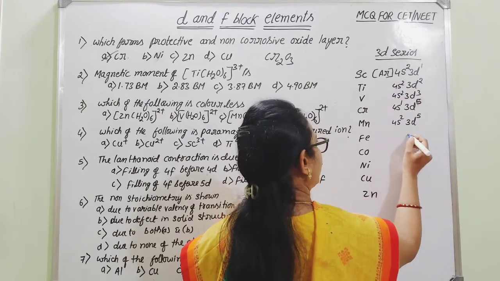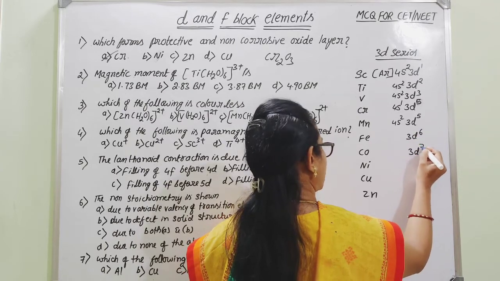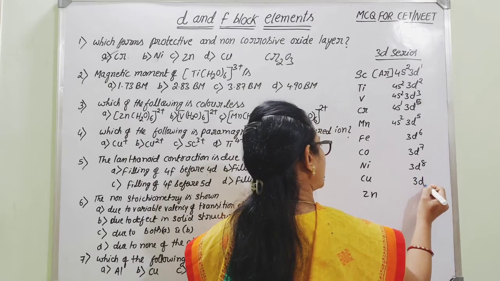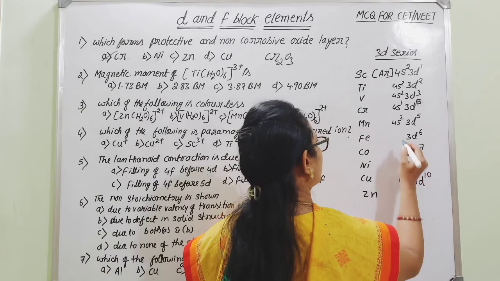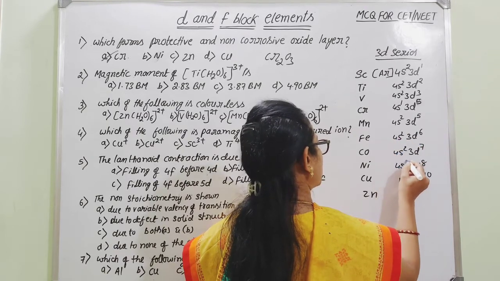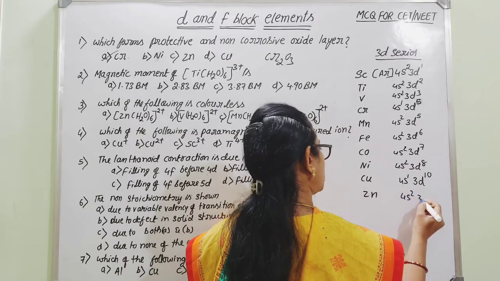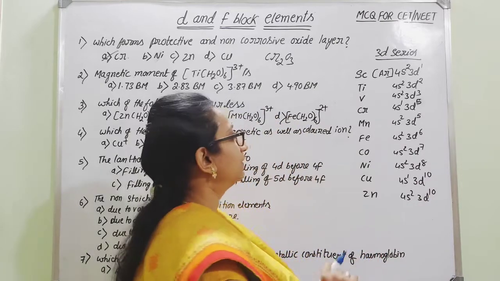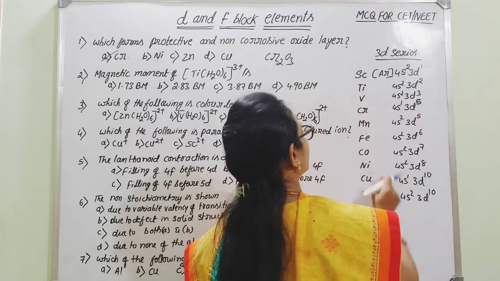And for iron 3d6, cobalt 3d7, nickel 3d8. But for copper, in spite of 3d9 it will be having 3d10. But here also it will be having 4s1. And the remaining all are having 4s2. And finally zinc has 4s2, 3d10. So you can easily remember the outermost valence shell configuration for all these elements.